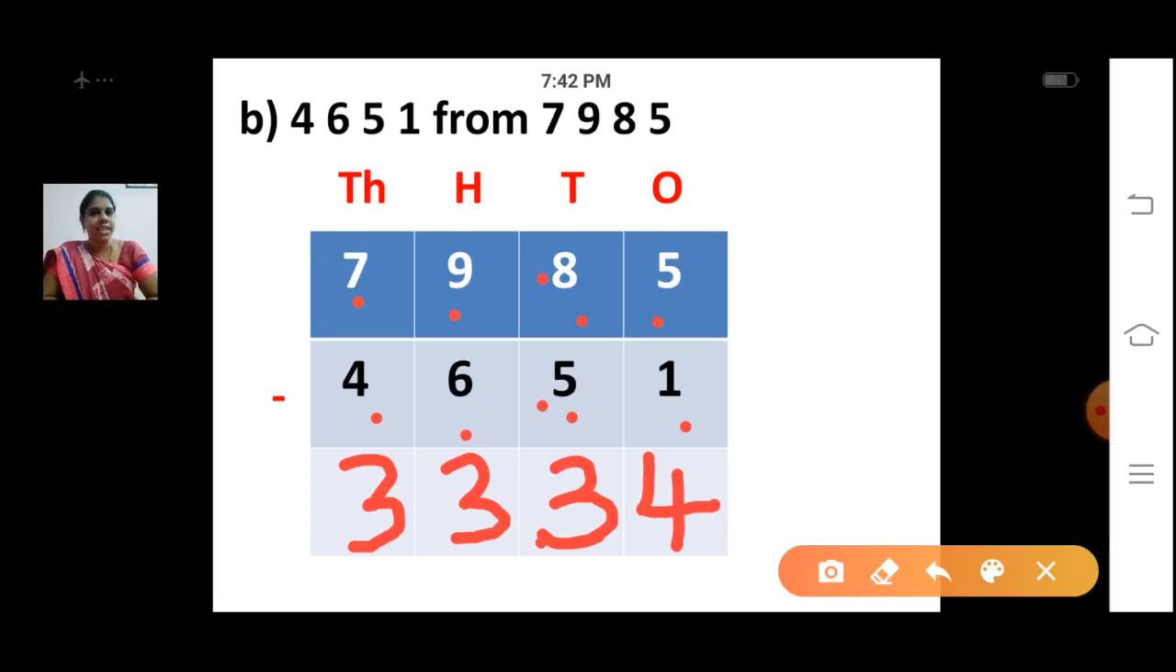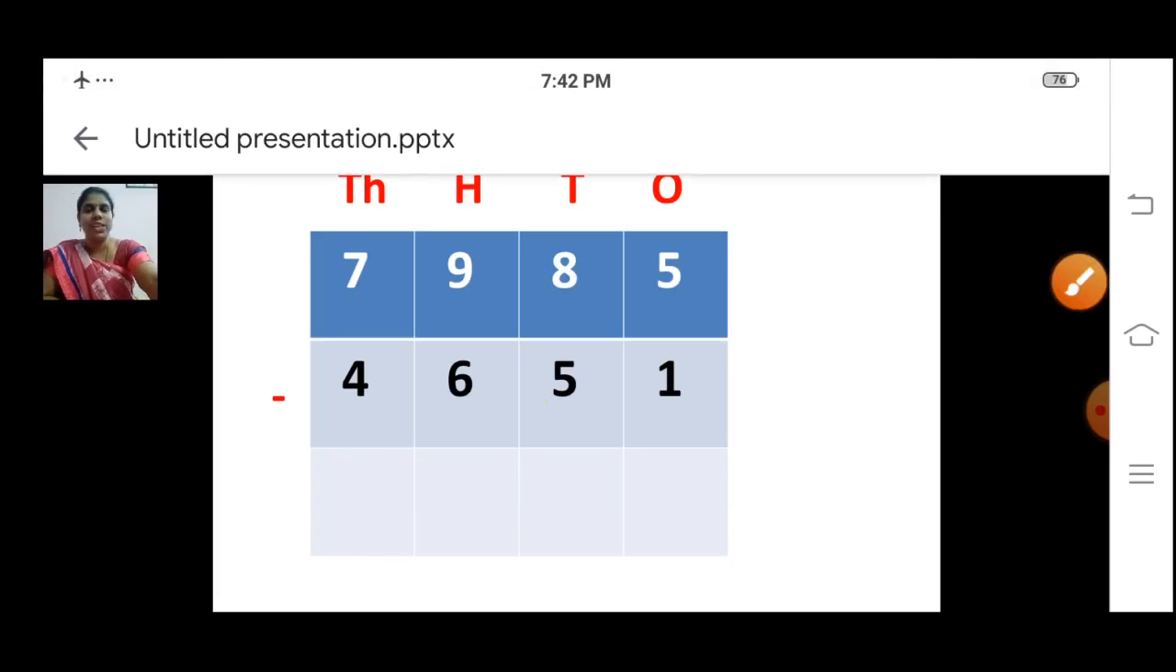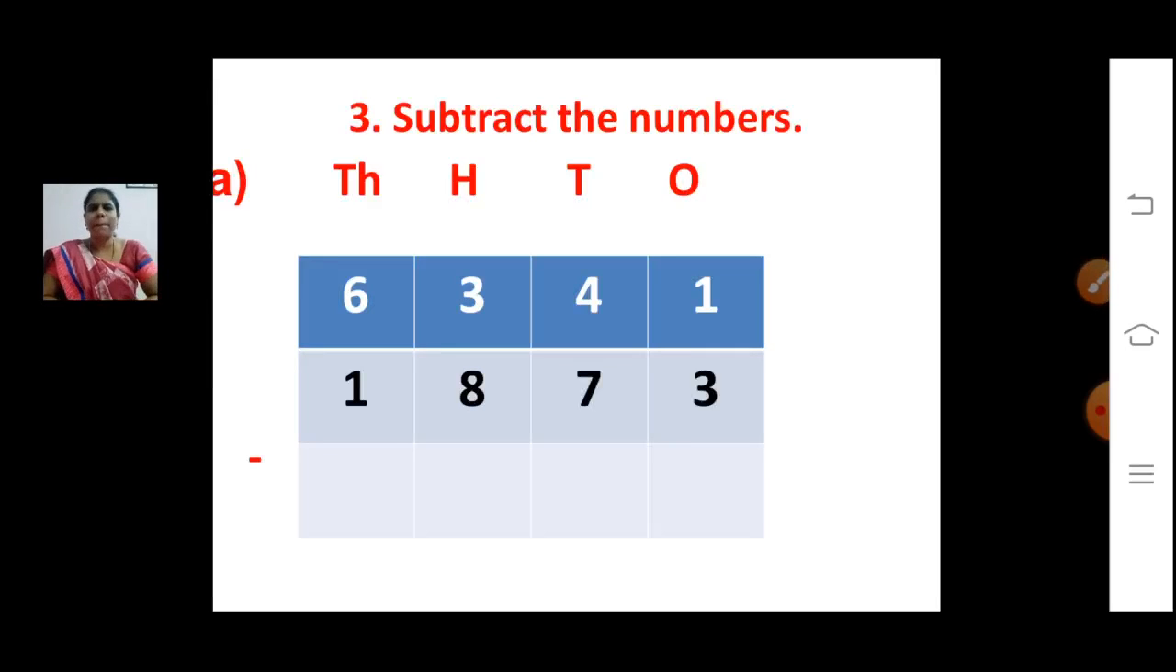When you subtract 7,985 minus 4,651, the answer is 3,334. So this is without borrowing. Now we'll see the sums based on borrowing. Can you subtract from a smaller number? No, right? So in that case, what do we have to do? We have to borrow or regroup. Let's see some sums based on borrowing.